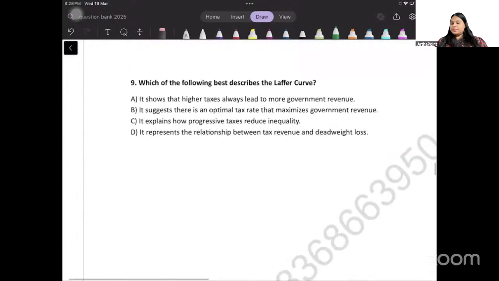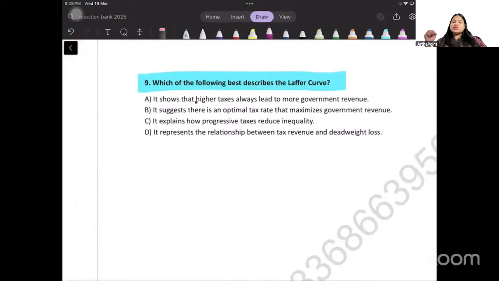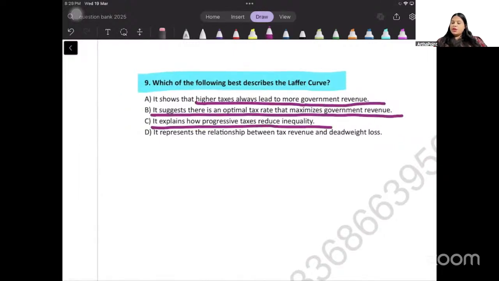Come to next question, question number 9. Which of the following best discuss? Option A, regressive tax reduces inequality. It represents relationship between tax revenue and deadweight loss. Try to answer this question.